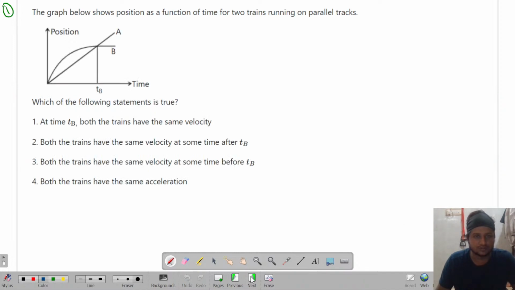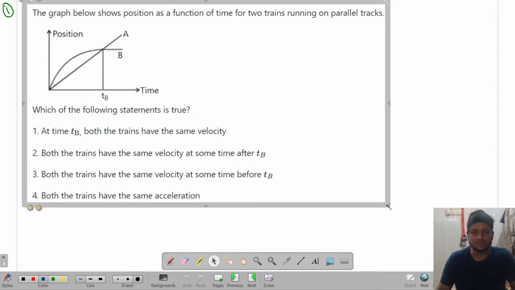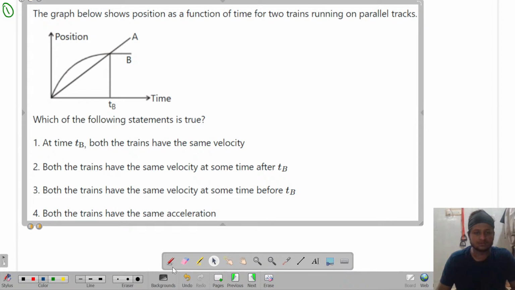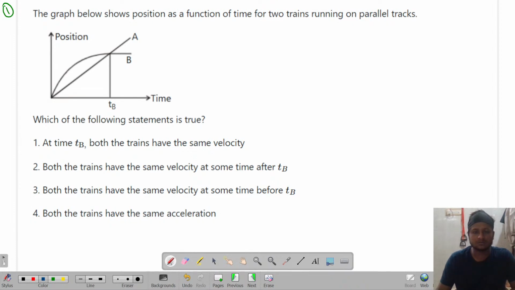So look over here. First question coming before you. Try this question. I'll zoom it a little bit. So look at this question, question number 1. The graph below shows the position as a function of time for two trains running on a parallel track. Which of the following statements is true?